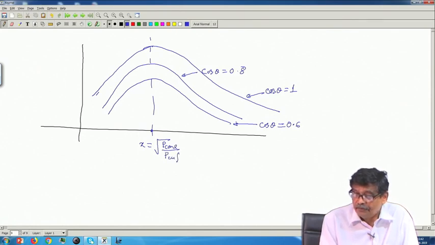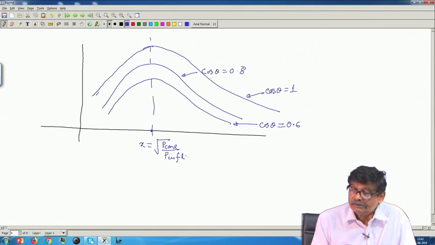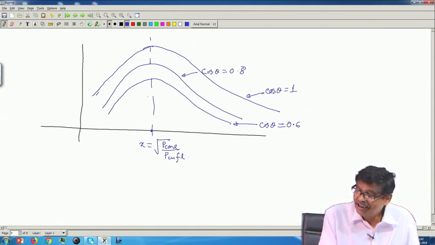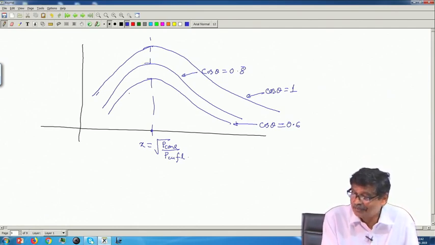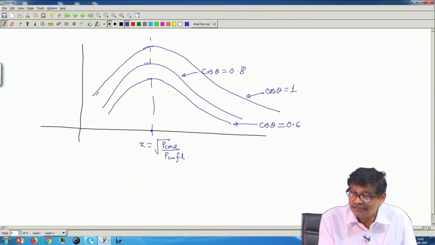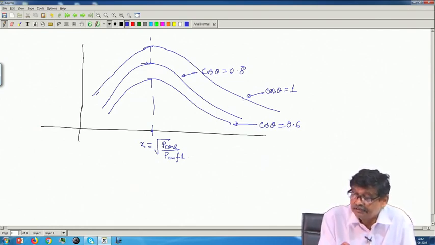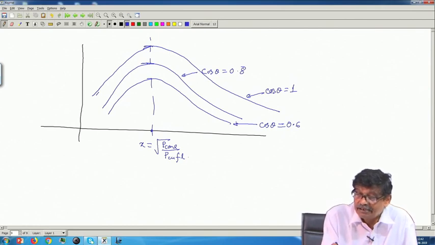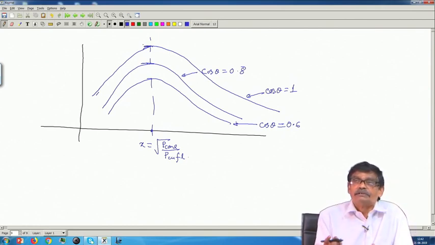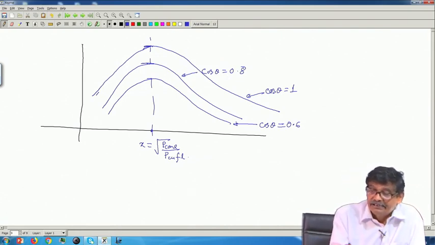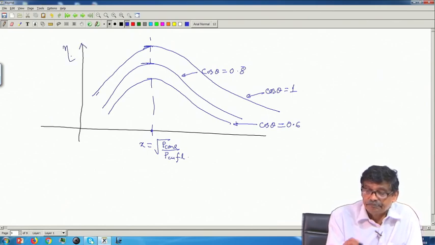P copper full load, and these maximum efficiencies are corresponding to different power factors. Eta max at 0.6, eta max at 0.8 is this much, and this is eta max at 1, unity power factor. So, this axis is eta, efficiency.